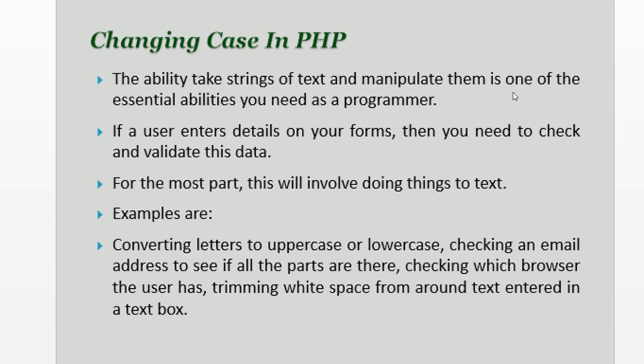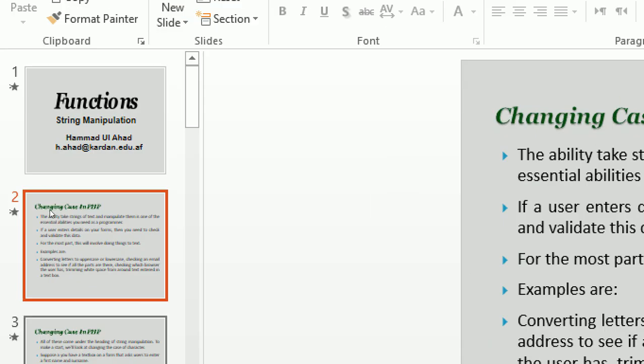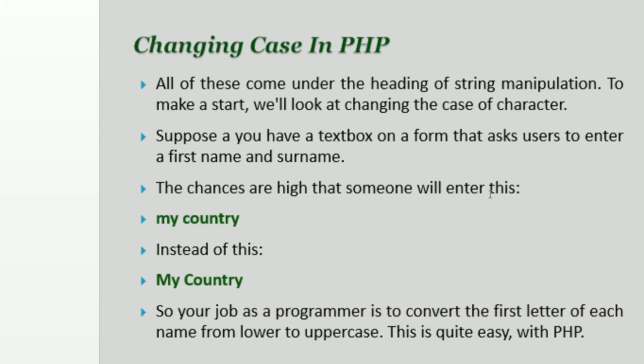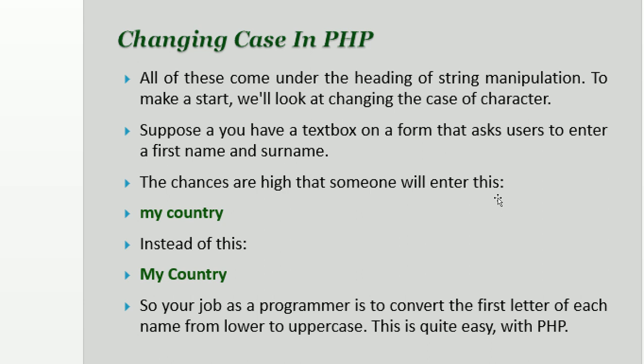Or whether you are checking which browser the user has, or suppose a trimming function. If the user is using the spacebar at the start of the name, spacebar, spacebar, spacebar, and then writes his name, he wastes 6 characters at the beginning. So there must be some function which will save the storage in the database. Clear? So we will discuss these things in this. Suppose all of these come under the heading of string manipulation.